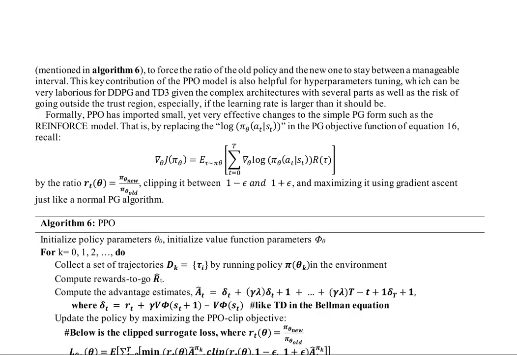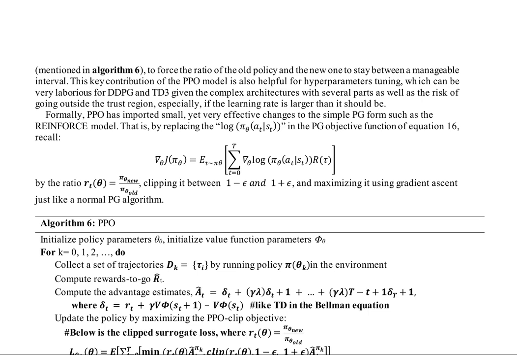Here is a combined summary of pages 15 and 16. The Proximal Policy Optimization (PPO) algorithm is a key contribution to the field of reinforcement learning (RL). By clipping the ratio of the old policy and the new policy between a manageable interval, PPO helps to prevent the learning rate from going outside the trust region, making hyperparameter tuning less laborious compared to DDPG and TD3.